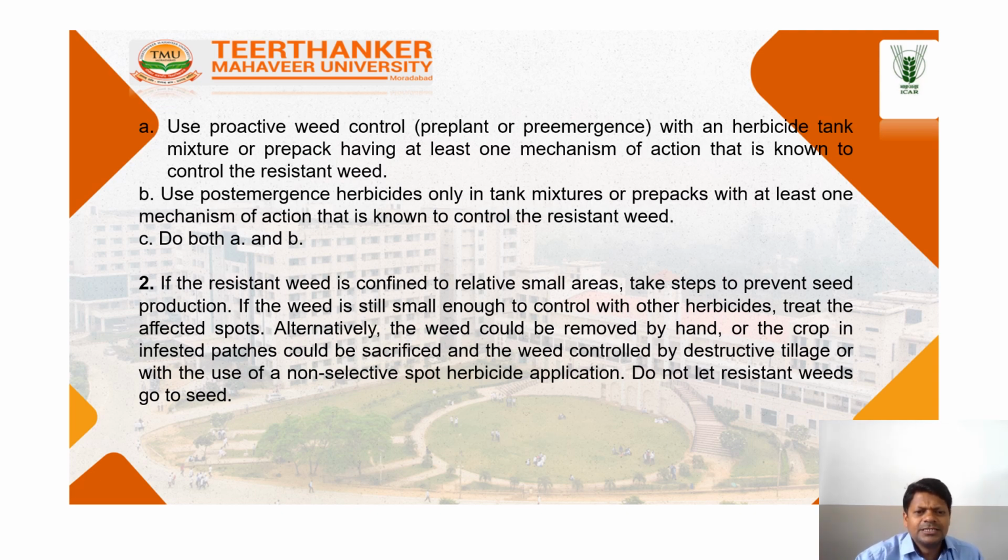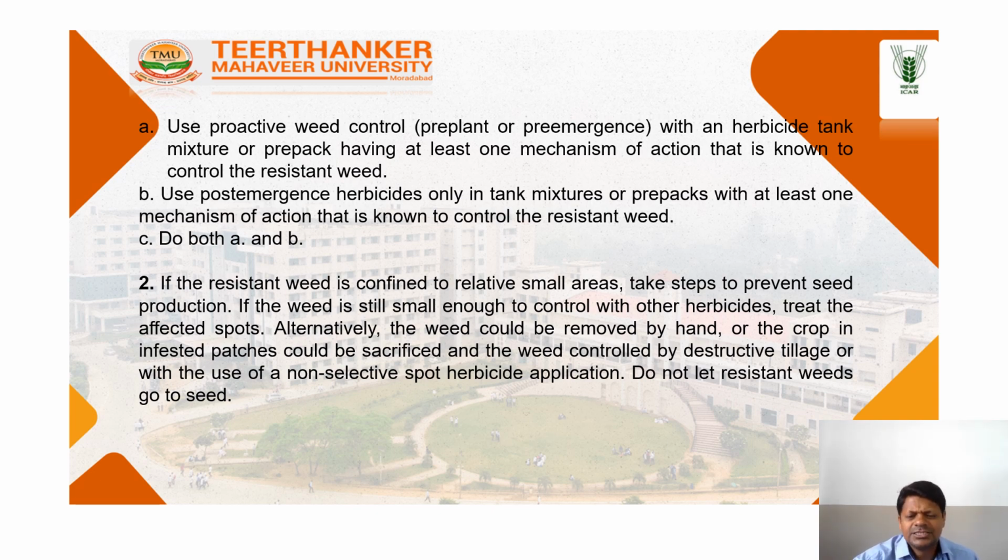If the resistant weed is confined to a relatively small area, take steps to prevent seed production. If the weed is still small enough to control with the herbicide, treat the affected spot. Alternatively, the weed could be removed by hand, or the crop in the infested patch could be sacrificed and the weeds controlled by destructive tillage or with the use of a non-selective spot herbicide application. Do not let the resistant weed go to seed.